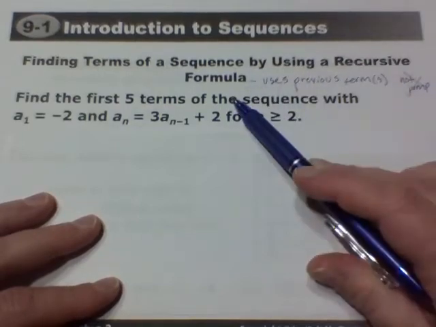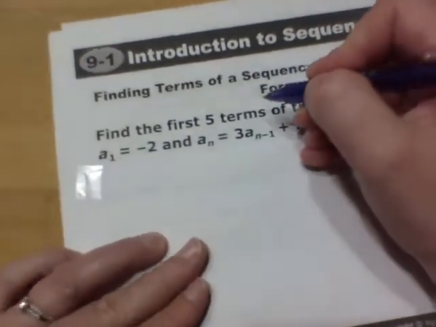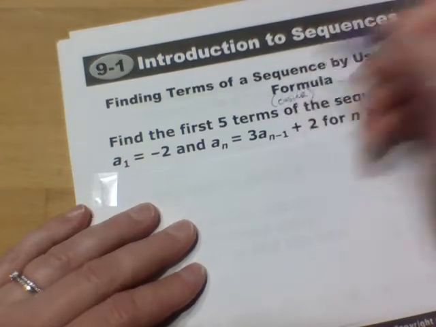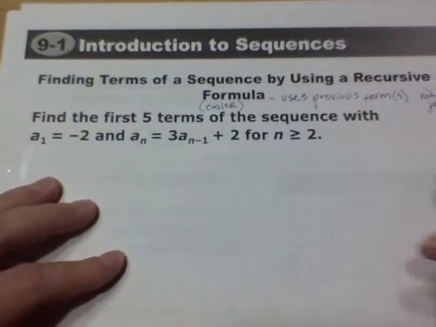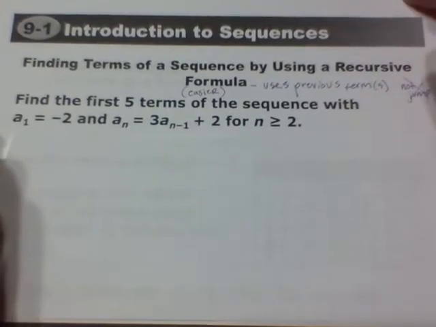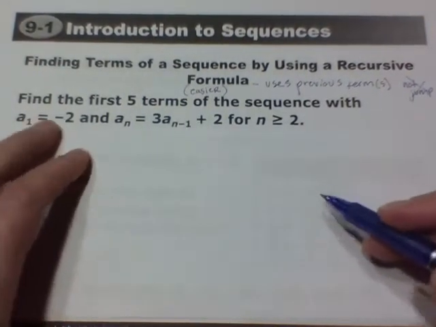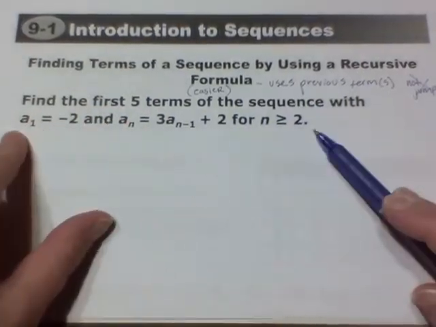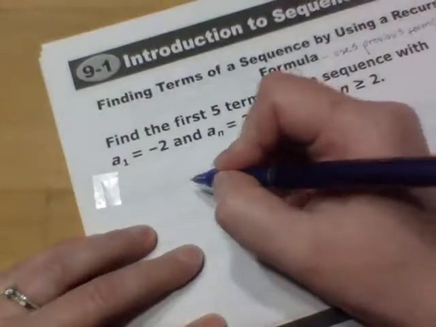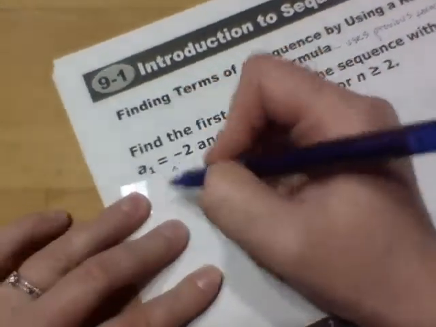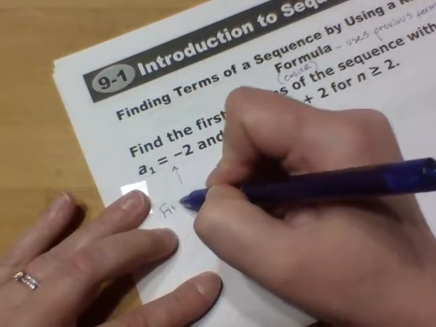And usually recursive formulas are actually easier to write, because you really just need to say what am I going to do to the previous one, versus make an entire formula that will work every time. So we're going to find the first 5 terms of the sequence given this bit of information. So again, a sub 1 means that the first term is negative 2.